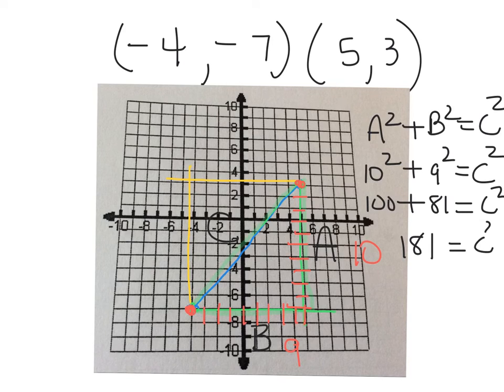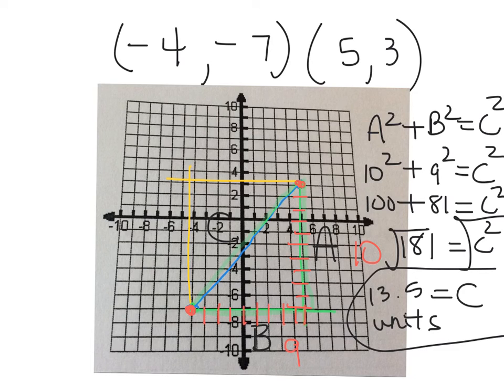And remember, you always have to do the final step. You got to find the square root. So when I took the square root of 181, I got c to the nearest tenth, because it was 13.45. It's going to be 13.5. And then you just put units, because we don't know what the actual units are. Sometimes we will, like if it's a real life story problem. So the distance between my 2 red points using the Pythagorean theorem is about 13.5 units.